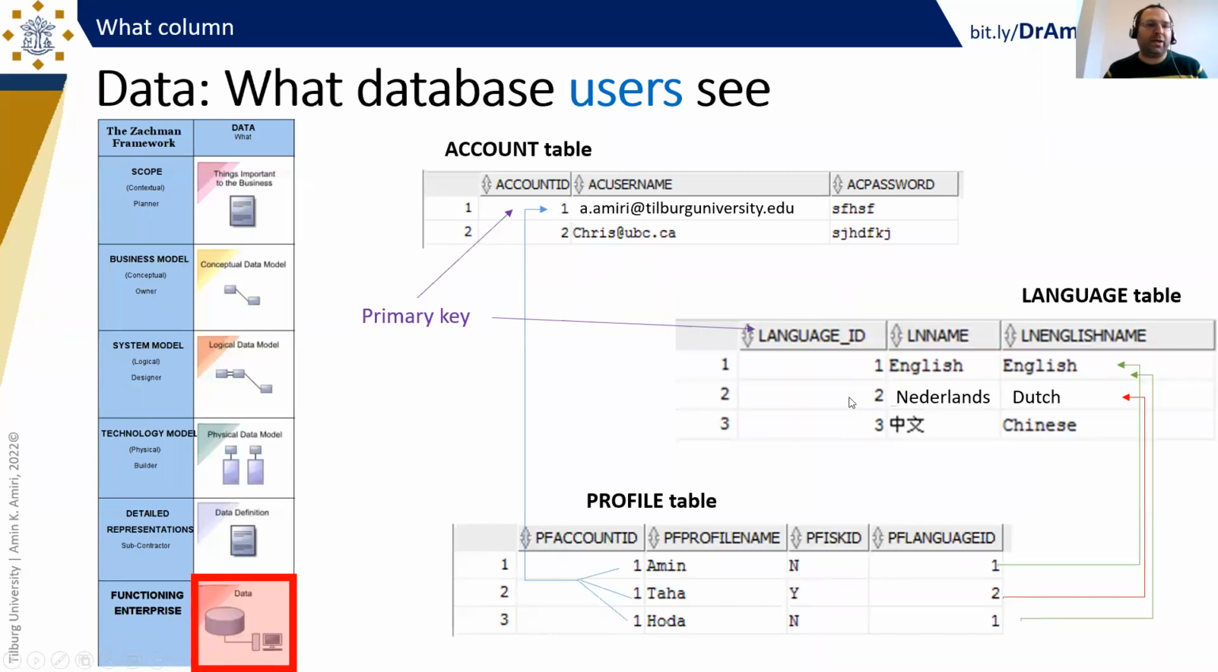It's like your student number. We can't have 2 persons, 2 rows with the same student number. So this is called a primary key. Account ID is a primary key here, and language ID is a primary key here. If you refer to these primary keys in other tables, in a second table, which I can call a child table, these columns are called foreign keys. That means they are primary keys in another table. So you just need to know these notions.